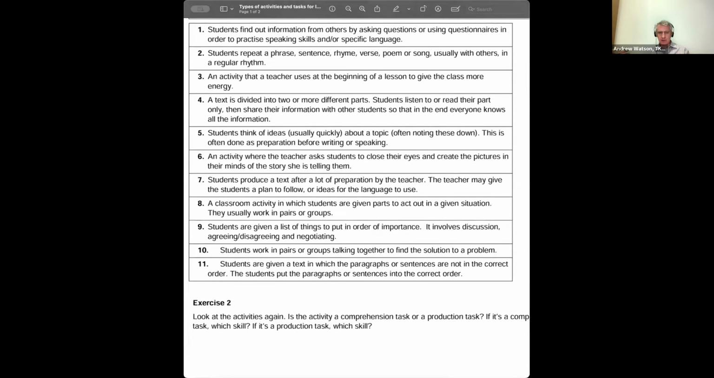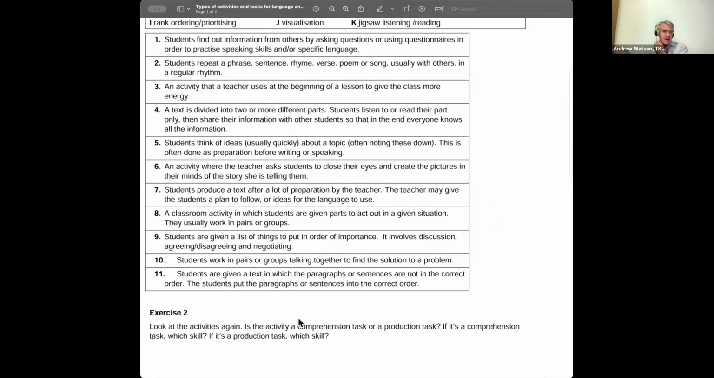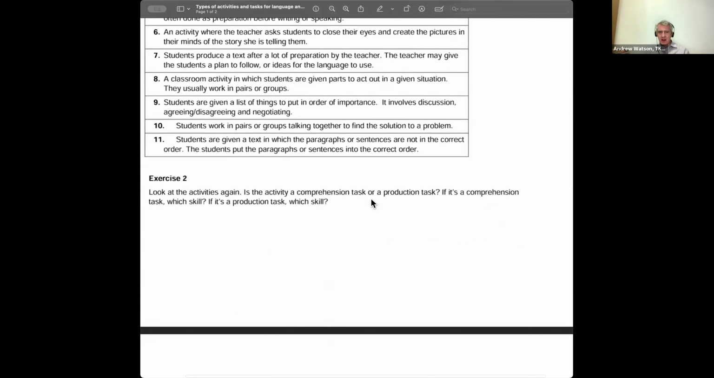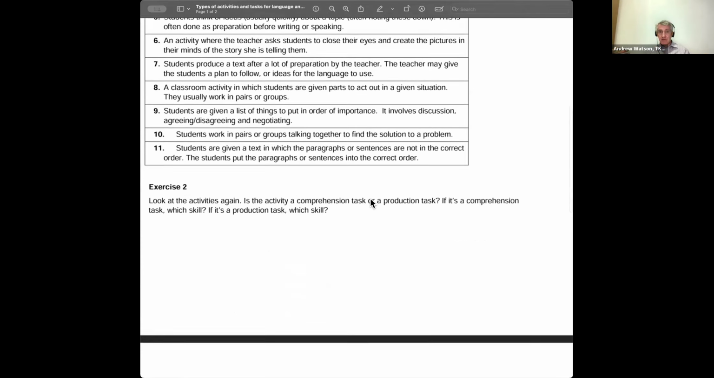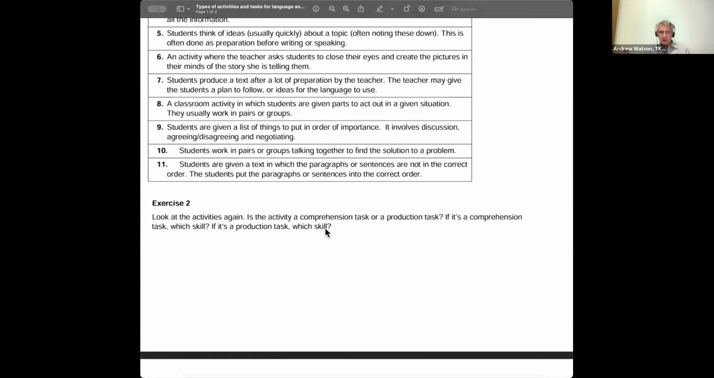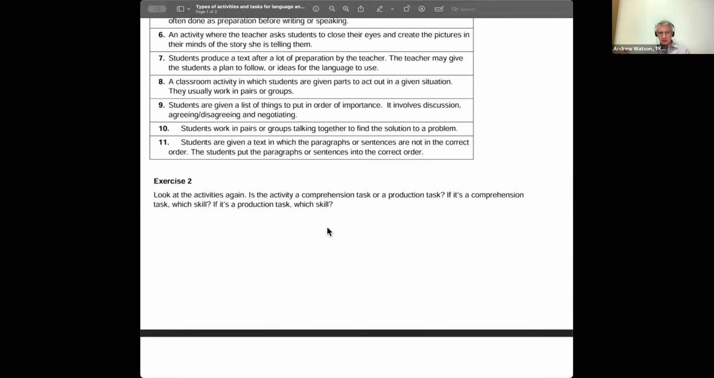Then you've got to look at the activities again and decide, is the activity a comprehension task or is it a production task? Right? So if it's comprehension, it's to do with receptive understanding. If it's production, you're getting the students to write or speak. If it's a comprehension task, which skill are they using? If it's a production task, which skill are they using?